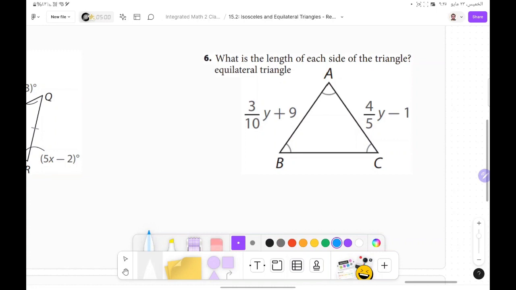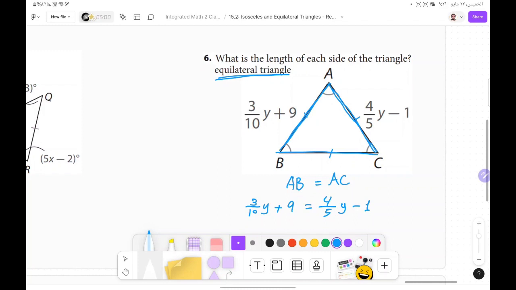Question number 6 is saying, what is the length of each side of the triangle, and it's mentioned it's an equilateral triangle. As you can see, in an equilateral triangle all the three sides are equal. This one is equal to this one, and equal also to this one. So AB is equal to AC. Now AB is 3/10y plus 9, equal to 4/5y minus 1.